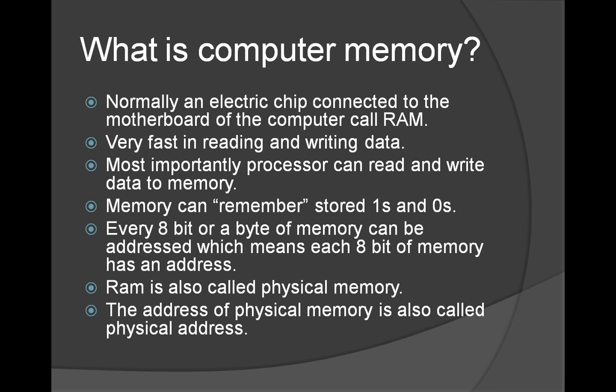Now let's try to understand what computer memory is. Computer memory is an electronic chip connected to the motherboard of the computer. We call it RAM, or random access memory. It is very fast in reading and writing data compared to disk. Most importantly, the processor can read and write data to memory. Memory can remember or store ones and zeros, and every 8 bits, or a byte of memory, can have an address. So every byte has an address. RAM is sometimes called physical memory, and the address of physical memory is also called a physical address. We'll see more about addresses later.